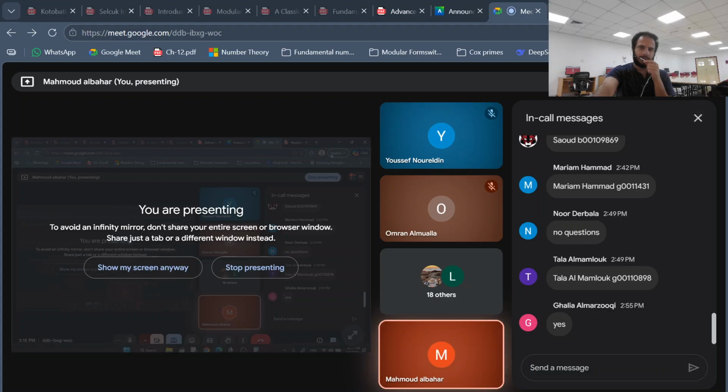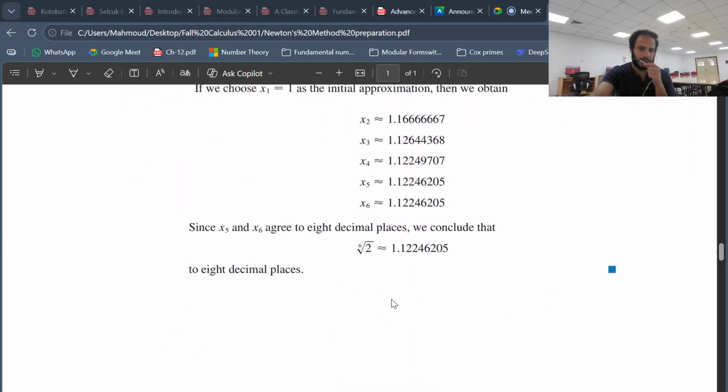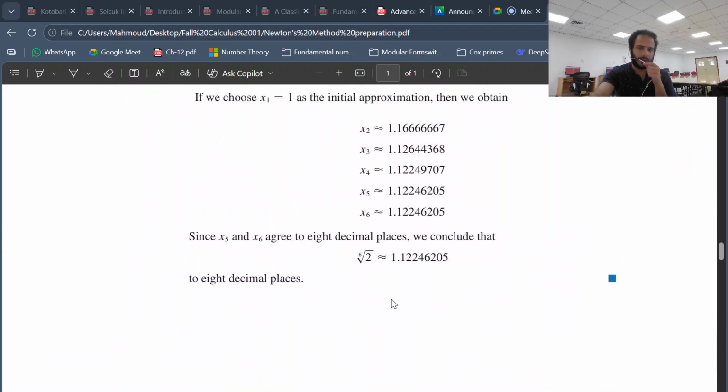Now, next we have the cosine example, I think. Yes, the cosine example.